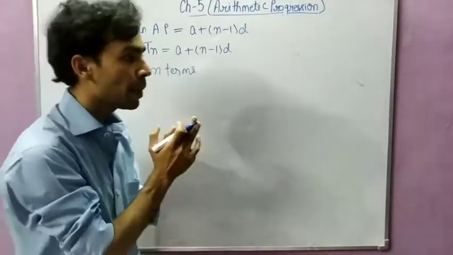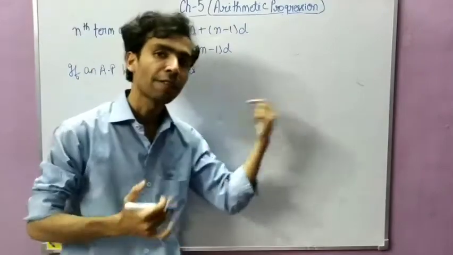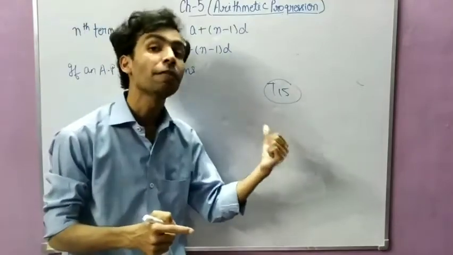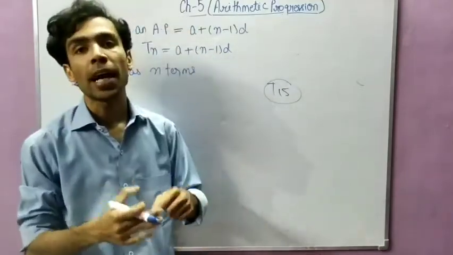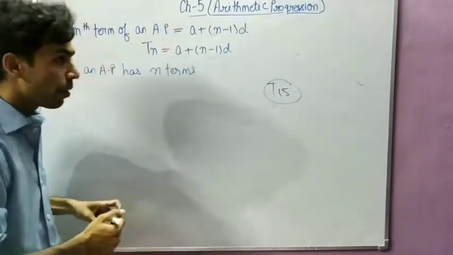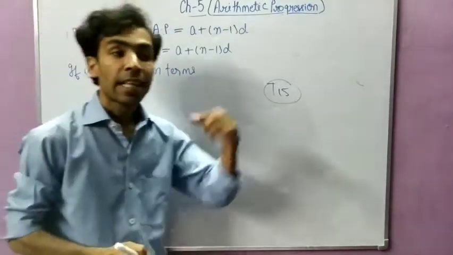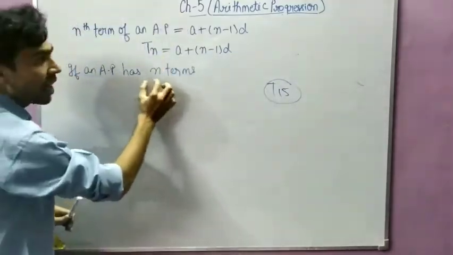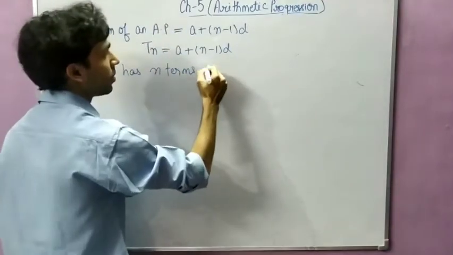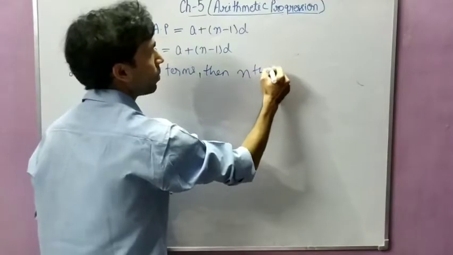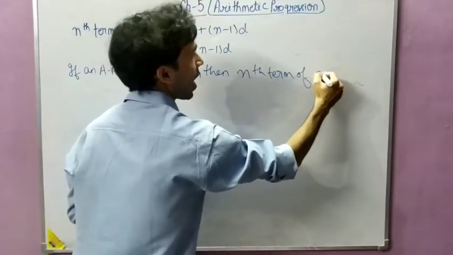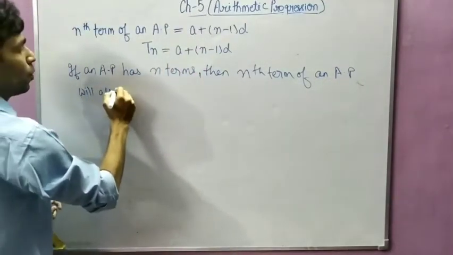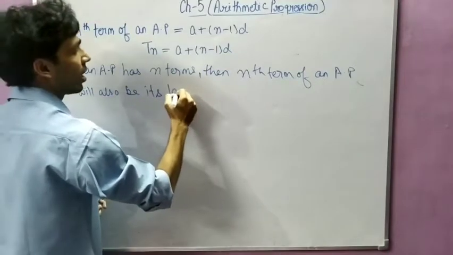See, suppose an AP has 15 terms. Then that 15th term will also be the last term, right? That 15th term will also be the last term because the AP has only 15 terms. So whatever the number of terms an AP has, that term is also known as the last term of the AP. So what will we write? If an AP has n terms, then the nth term of an AP will also be its last term.